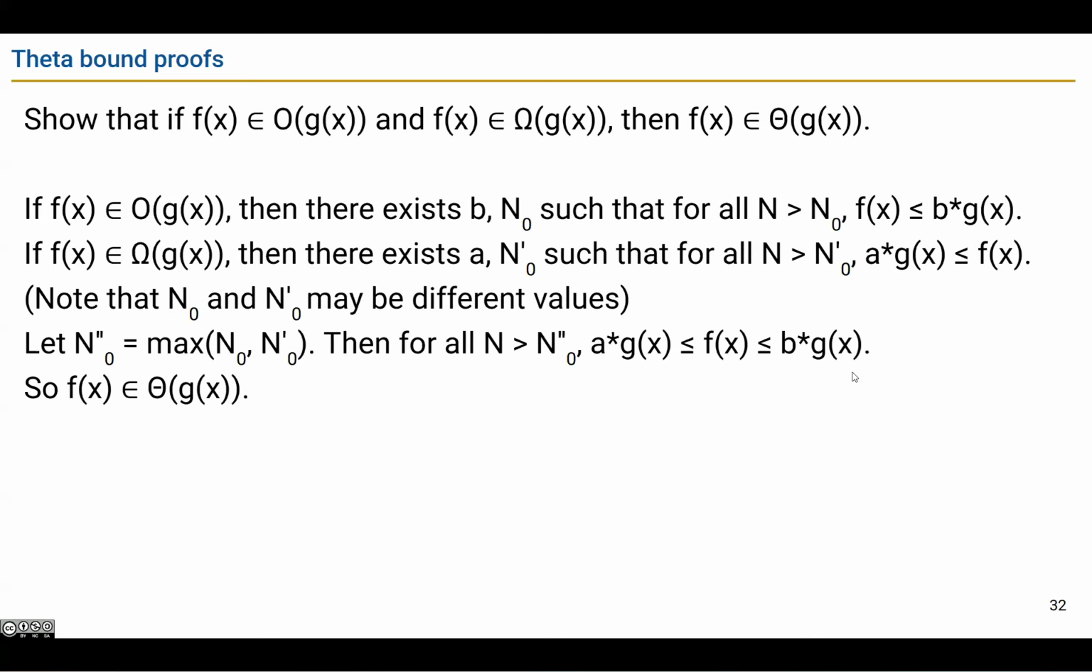So this shows us that if f of x is both O of g of x and omega of g of x, then it must be theta of g of x. And we'll be using that often when proving a theta bound on more complicated things, because it's often easier to show that something is O of a function and omega of a function than it is to show that it's theta of something directly.